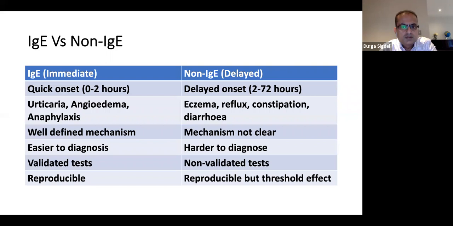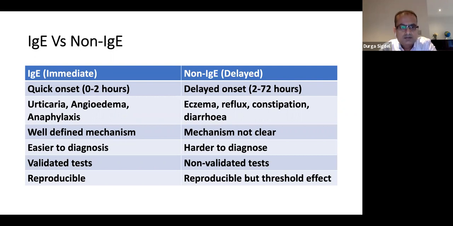On the other hand, in non-IgE allergy, you do not get an immediate reaction, but most of the time, either you get skin symptoms, for example, eczema may flare up after some time, or predominantly we get GI symptoms. That means reflux, constipation, diarrhea, or a bit of blood in stool.